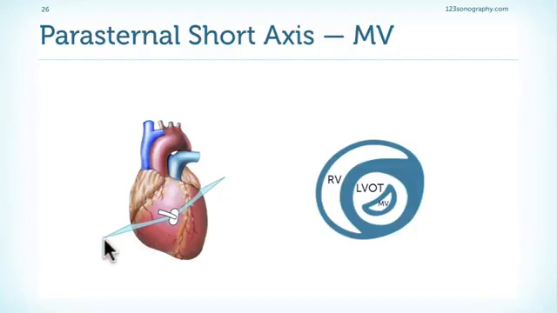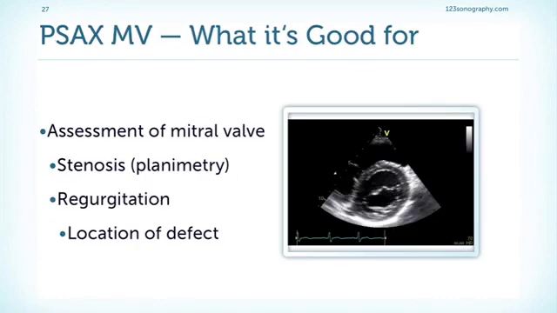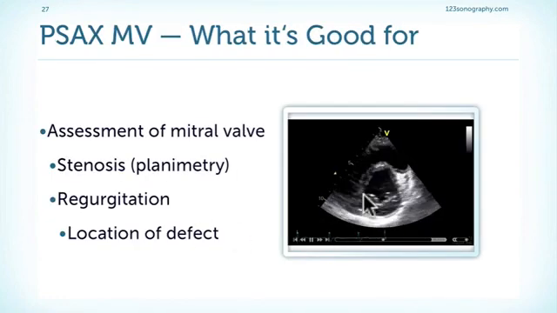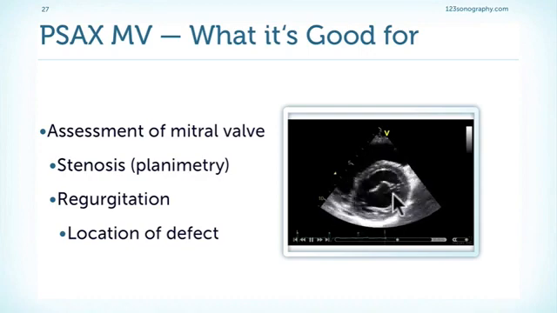In summary, short axis view right at the level of the mitral valve, with the mitral valve here in the center. This is the left ventricular outflow tract, the septum, and the right ventricle. What is this view good for? Mitral valve stenosis can be assessed here. We can even perform planimetry to determine what the opening area of the mitral valve is in this clinical situation. And we also have a potential to look at mitral regurgitation and to see where the regurgitation originates, in other words, where the location of the defect is.